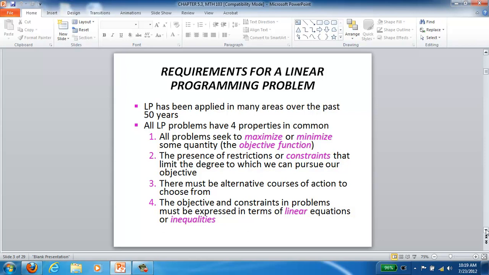Basic assumptions. LP has been applied in many areas over the past 50 years. All linear programming problems have four common properties: maximizing or minimizing based on an objective, constraints that are introduced into the problem, and systems of linear inequalities.